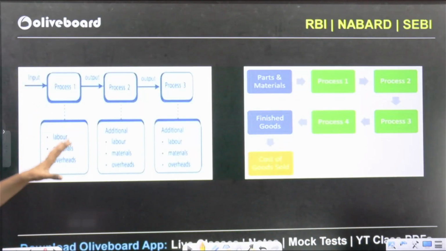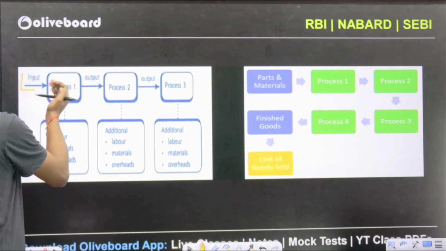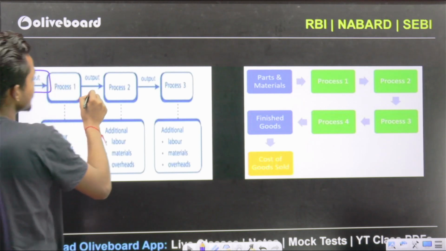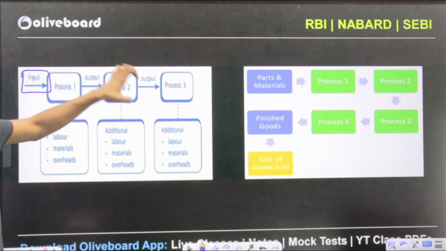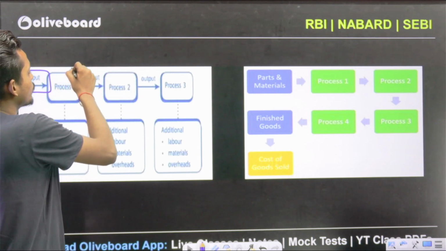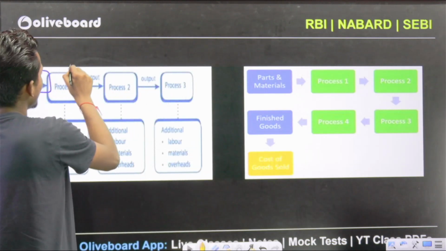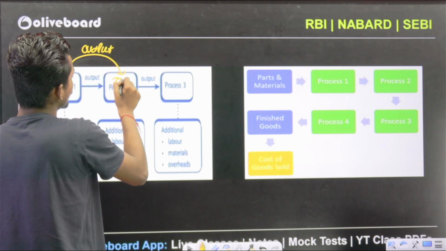You can see here a flow chart so that you will be able to understand how process costing works, or how any final product is made during the various processes. At the first stage we are introducing some amount of input, and in the second stage the output of process 1 becomes the input of process 2.